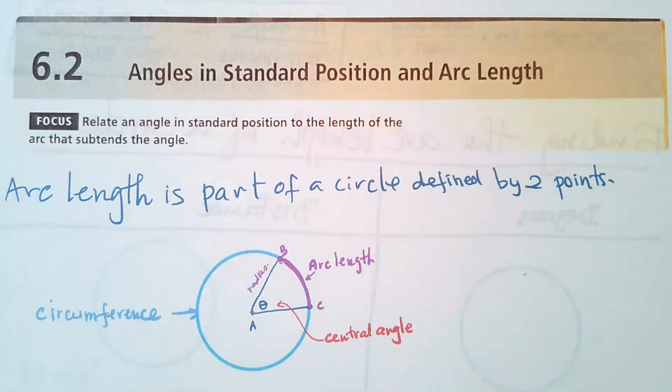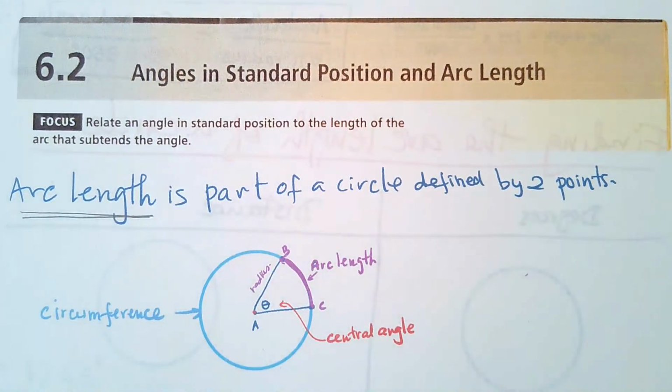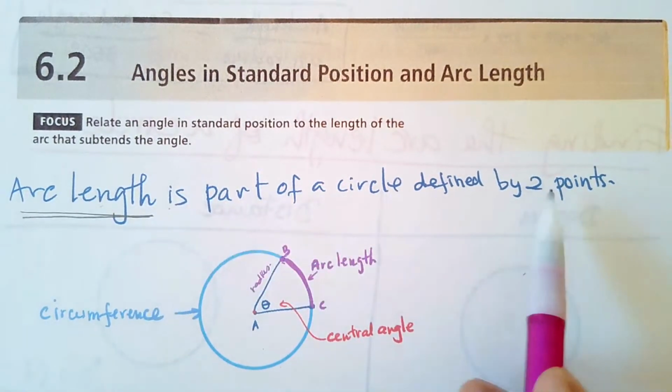Lesson 6.2, angles in standard position and arc length. The focus of this lesson is to relate angles in standard position to the arc that subtends the angle, otherwise known as arc length. Now, what is arc length? In simplistic terms, arc length is part of a circle defined by two points.